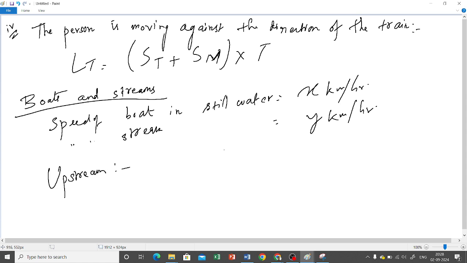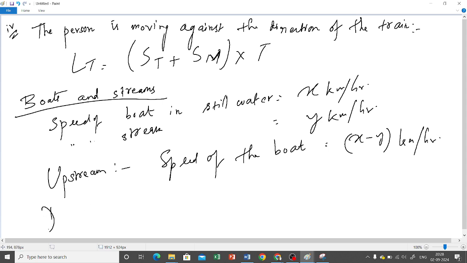Upstream, what is going to be the speed of the boat? Can anybody tell? Upstream means opposite. Yes. X minus y. Downstream, x plus y.